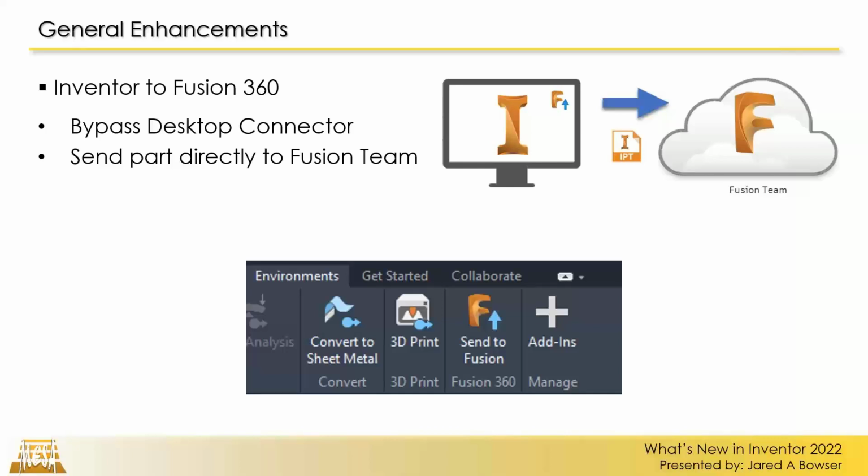So a nice little enhancement there just to skip that step, taking that part directly from Inventor over to Fusion team to be able to work with it in your Fusion 360 software. Like I said, you can use that if you're working with generative design, maybe even the Fusion 360 simulation tools, whatever the case may be. If you need that part from Inventor in Fusion, there's a nice handy button to do that now, skipping a step or 2.